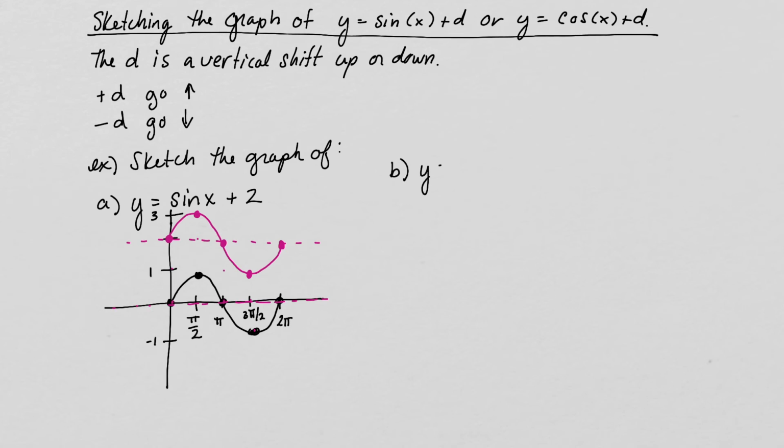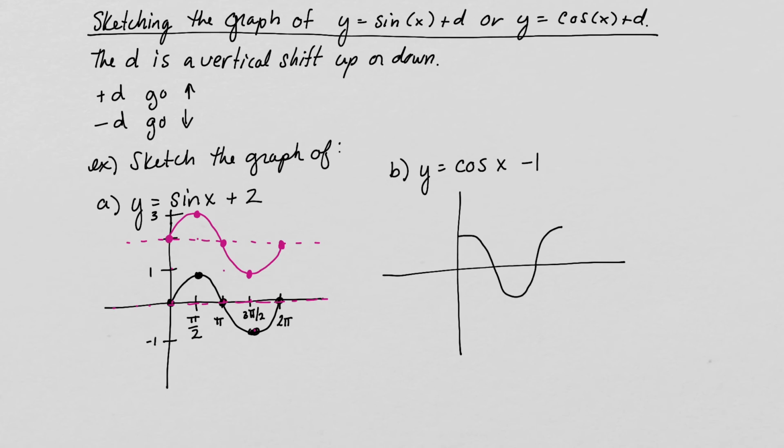So how about y equals the cosine of x minus 1. So again, I'm going to start with the cosine graph, which looks like that. Again, this is 2 pi. I think that's one of those important points. Here are those 5 important points on the basic sine or cosine graph. This is pi.